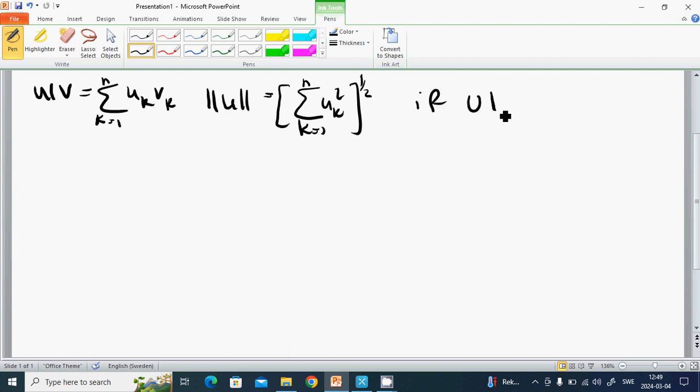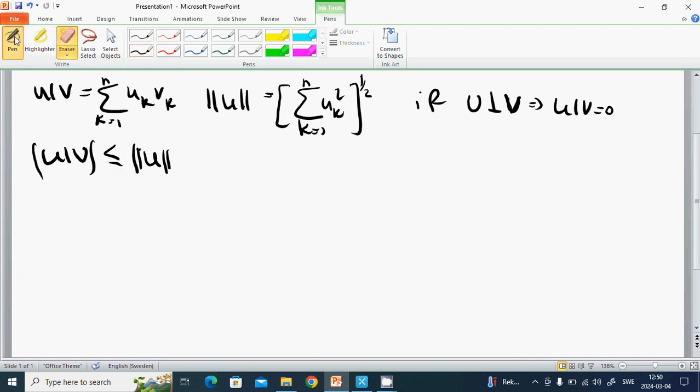If u is perpendicular to v, then u·v is equal to 0. And we had also this: the absolute value of u·v is less than or equal to norm u multiplied by norm v. And this one is this for u, and this one is this for v.